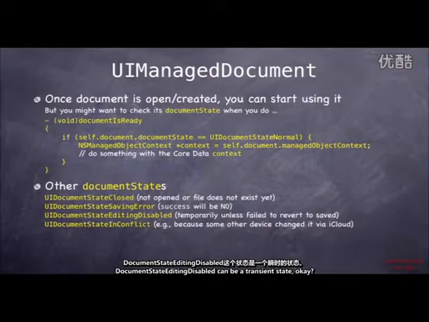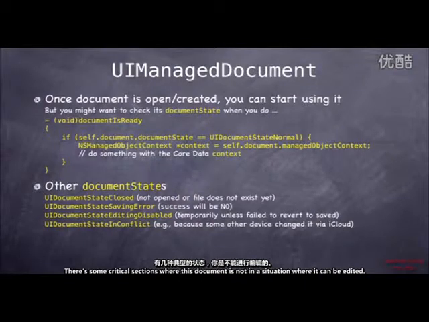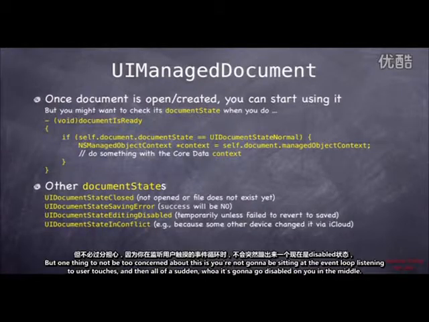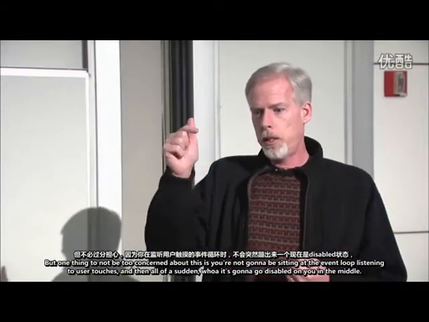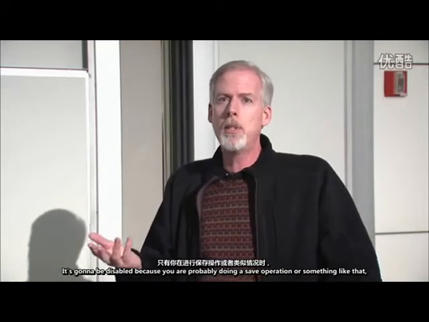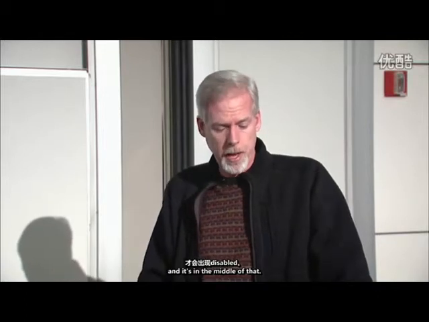Document state editing disabled can be a transient state. Maybe the document is being reverted from a previous saved incarnation, or it's in the middle of saving, and so you can't edit it. There's some critical sections where this document is not in a position where it can be edited. So if the thing were ever in a disabled state, you'd have to somehow wait for it not to be. But one thing to not be too concerned about is you're not going to be sitting at the event loop listening to user touches and then all of a sudden, whoa, it's going to go disabled on you in the middle. It's going to be disabled because you are probably doing a save operation or something like that, and it's in the middle of that.